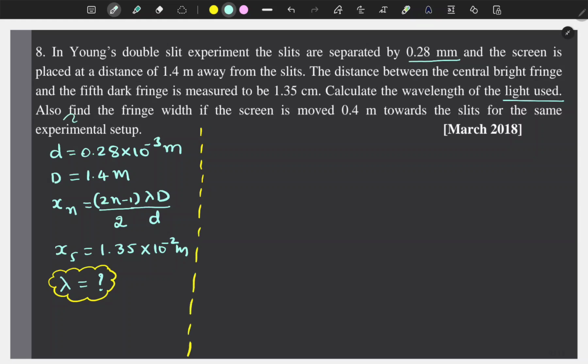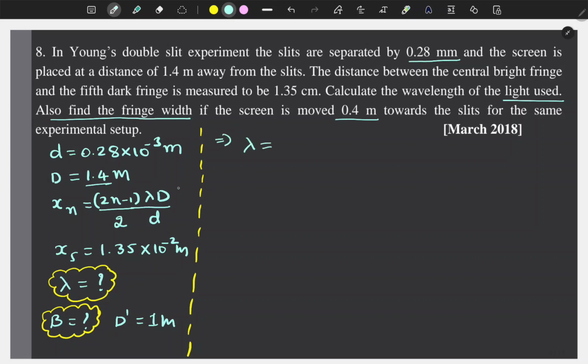So here also we need to find the fringe width. Beta value is equal to how much? If the screen is moved 0.4 meter towards the slits, it means capital D dash becomes 1.4 earlier minus 0.4, that is 1 meter. For capital D equal to 1 meter, what will be the fringe width? That also we need to calculate. So here we need to find out lambda.